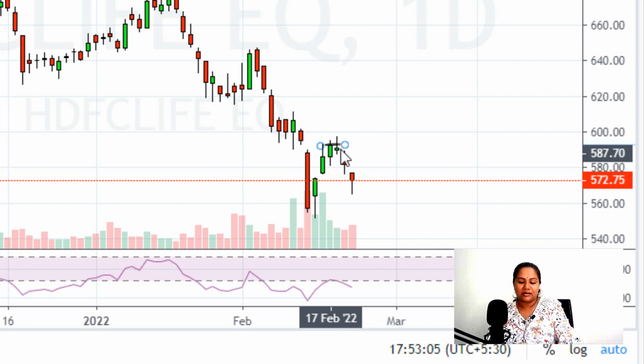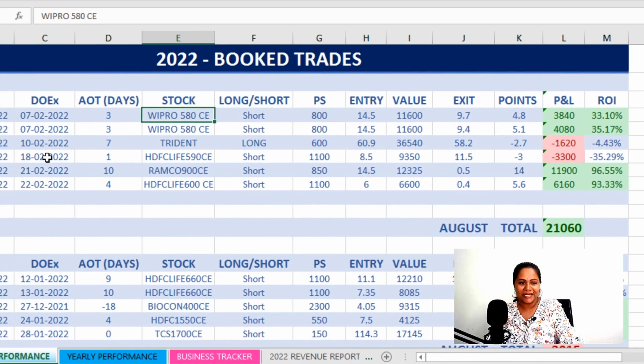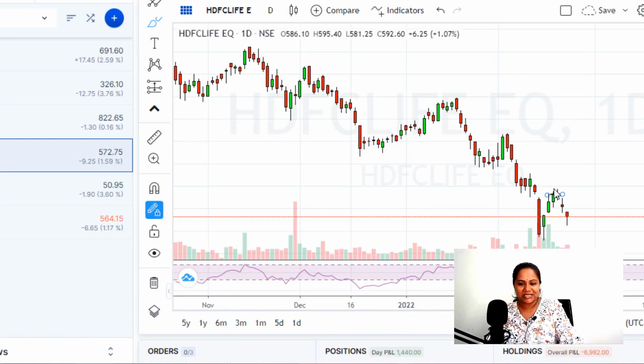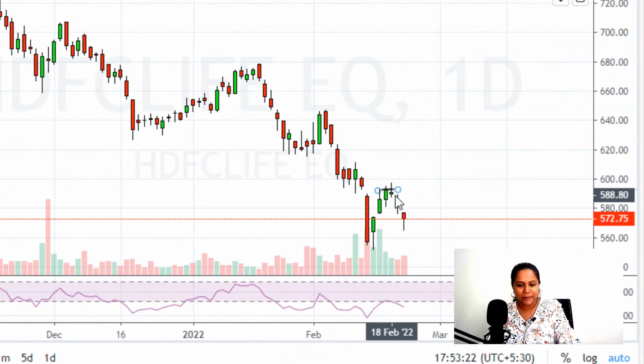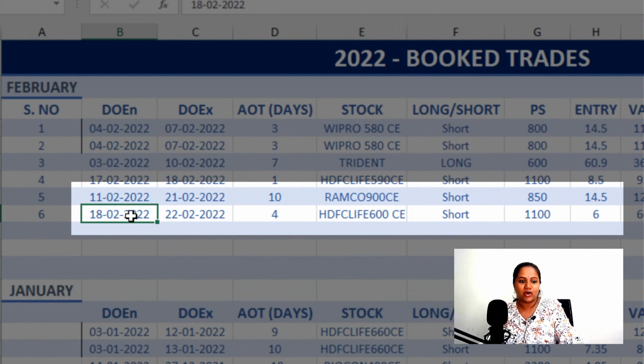So I made a loss of about 3,300 rupees over here on that day. As you can see, on the 18th itself I exited with a loss of 3,300 rupees. But then it started to fall, so I started to see that there was an inverted hammer pattern forming. So what I did was, on the very same day I once again shorted 600 C, 600 call option. I entered into it again on 18th.